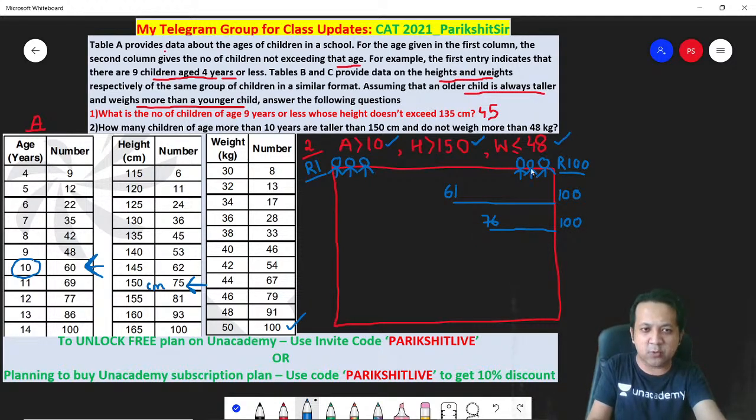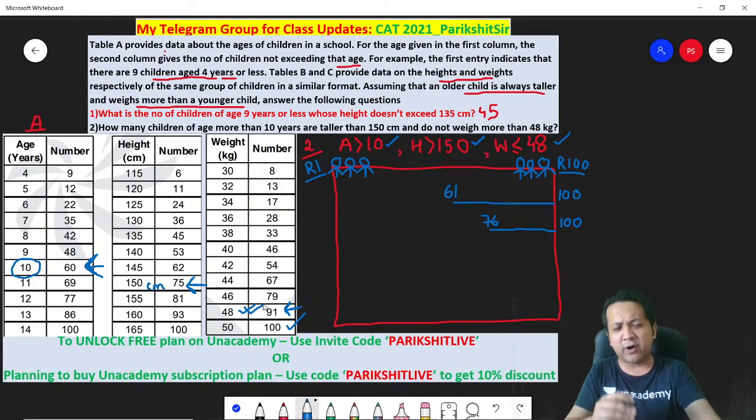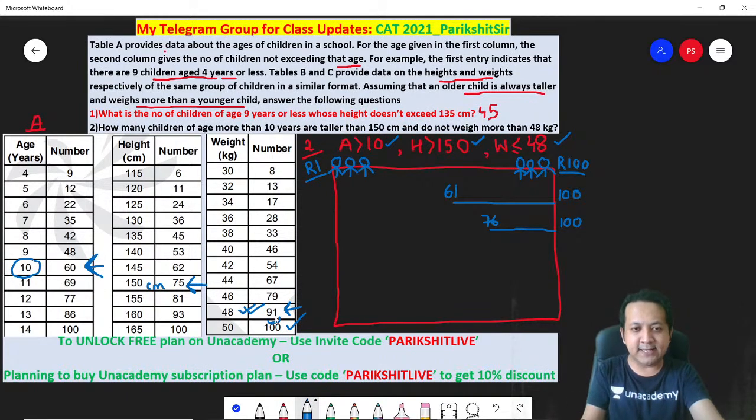And the last one. Weight is less than equal to 48. So the moment they say less than, this is a direct one. How many children have weight less than equal to 48? The moment they say less than sign, it is a direct number. How many? 91. So can I say roll number 1 to roll number 91? Super awesome. And I think you are done.